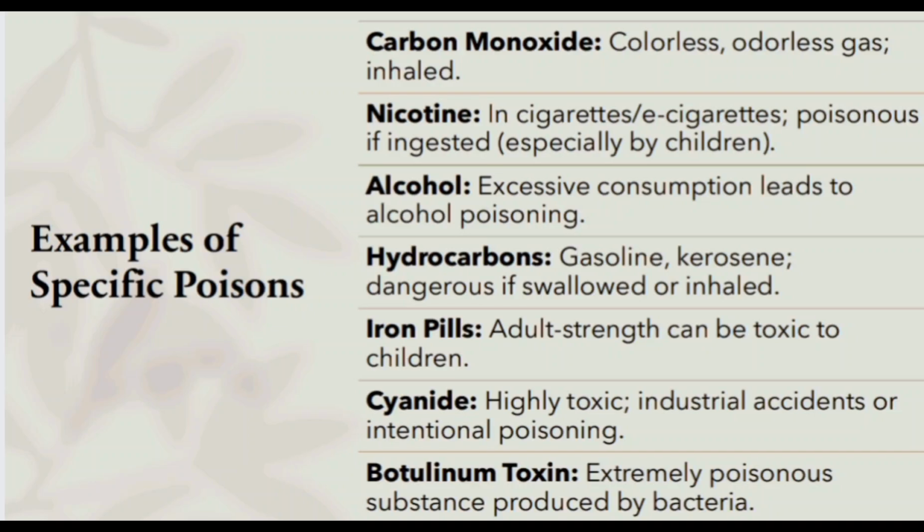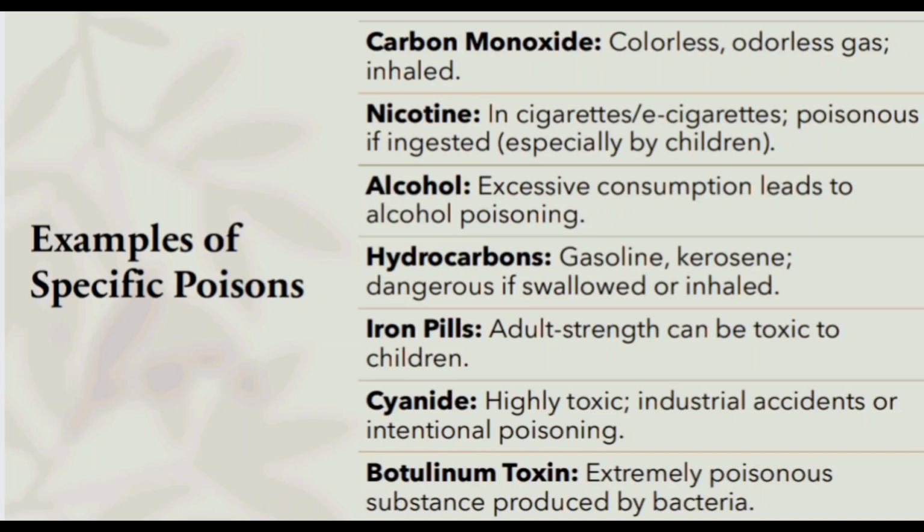Examples of some specific poisons. Carbon monoxide is a colorless and odorless gas and it can be inhaled. Then nicotine in cigarettes is poisonous if ingested, especially by children. Then alcohol: excessive consumption of alcohol can lead to alcohol poisoning. Hydrocarbons, gasoline and kerosene, these two substances are very dangerous if swallowed or inhaled.